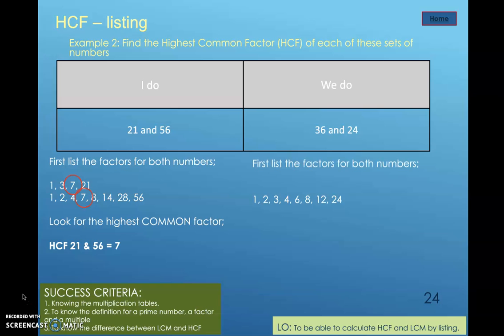Okay, so we list the factors for both numbers. No prizes for the factors for 24, it's already there. There we go. So now we look for the highest common factor in both lists. Now as we can see, that is 12.